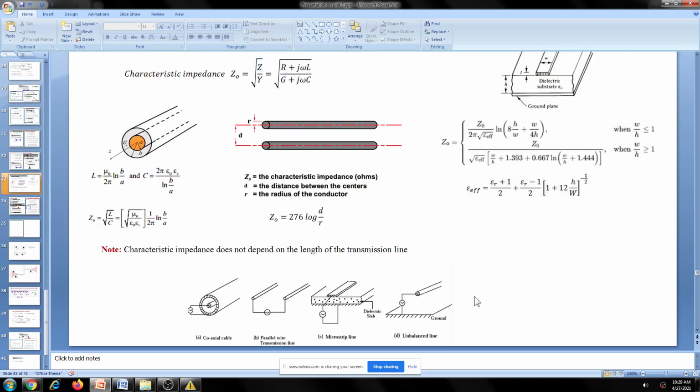So this is what I have shown here. Coaxial cable: this is the inner conductor, and this is the outer conductor. The source is usually connected between the two conductors like this. Similarly here, this is for the two-wire line, and the microstrip line. This is the upper strip, and the bottom is the lower conductor.